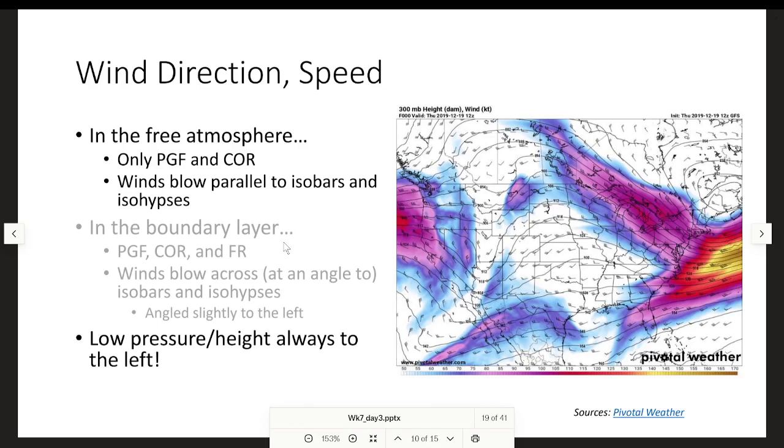So yeah, sorry, that was a tangent, but the low pressure is always to the left of motion. Look, you have your motion this way, and to the left relative to this motion, the heights decrease. The pressure decreases.